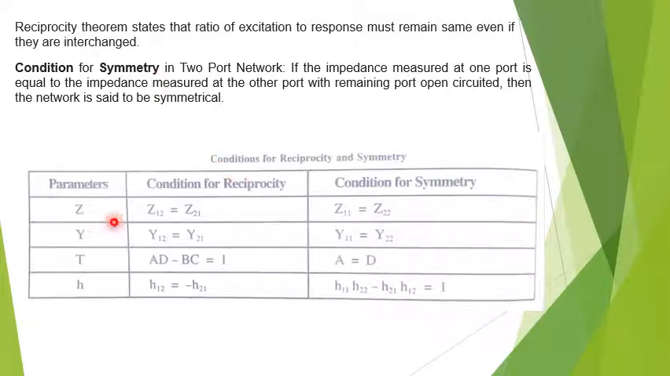Now once you know the two port parameters, we can comment upon whether the given network is reciprocal or whether it is symmetrical or not. What does the reciprocity theorem state? The reciprocity theorem states that the ratio of excitation to response must remain the same even if they are interchanged. With the excitation on one side and response on the other side, you take the ratio of excitation to response. Then in the second step, you interchange the position of excitation and response and again take the ratio of excitation to response. In both cases, this ratio must be the same. When that happens, we say that the given network is reciprocal.